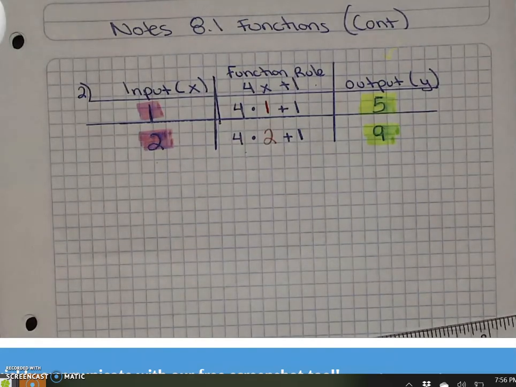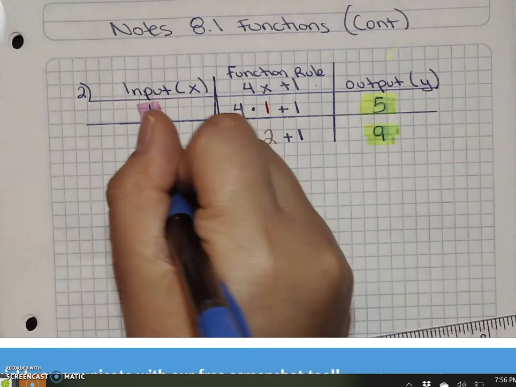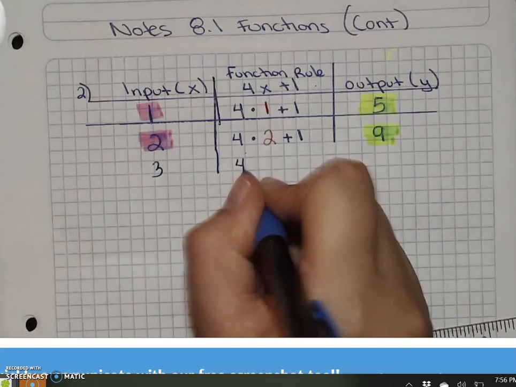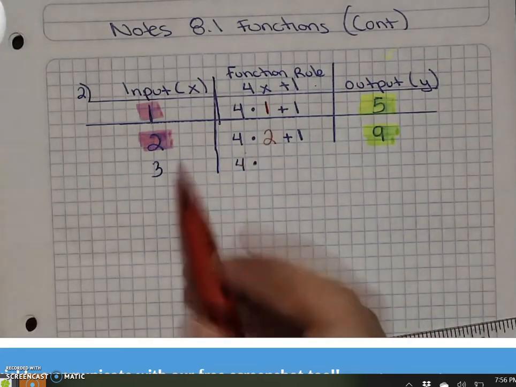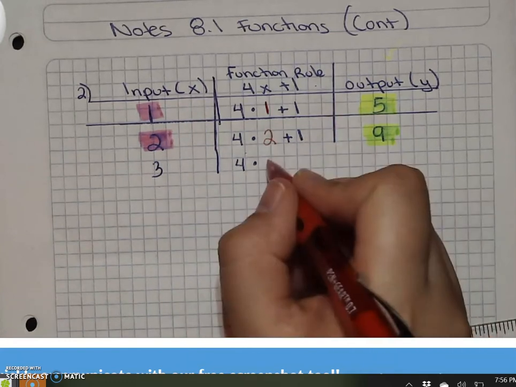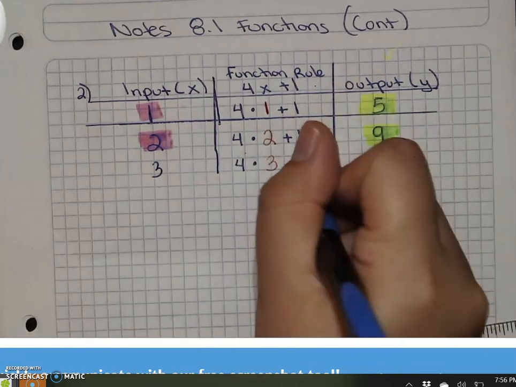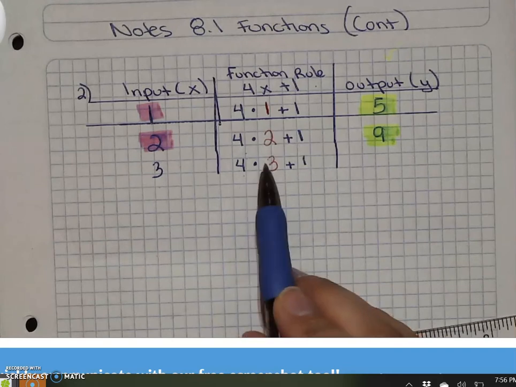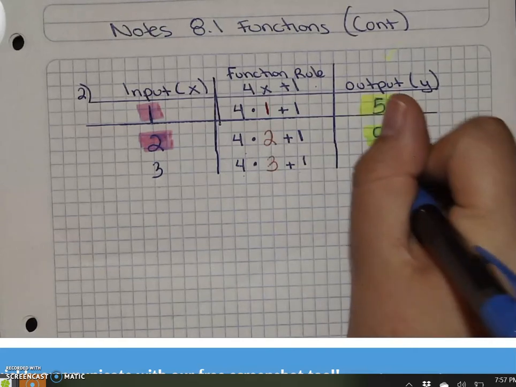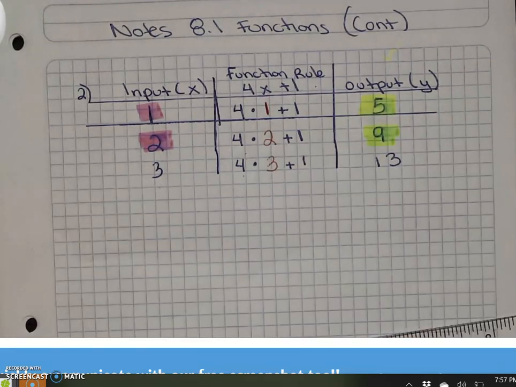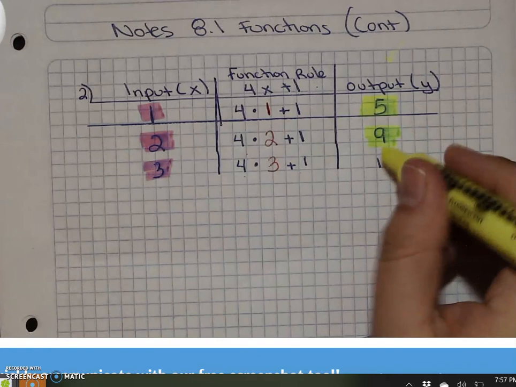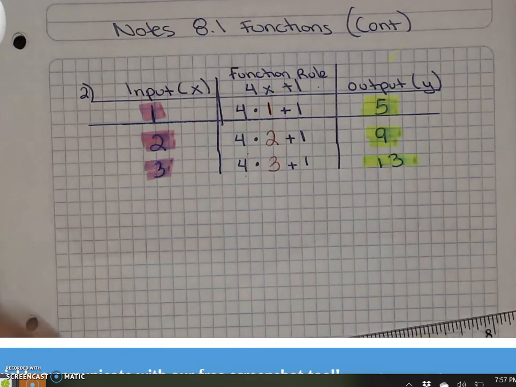Okay, I'm going to get another point, number 3, for my x value. Next, I'll put 4 times, and since x is 3, I put 3 right here, plus 1. I bring down my table. So 4 times 3 is 12, plus 1 is 13. I get my highlighters, because this is the information I'm going to need in order for my graphing to happen.